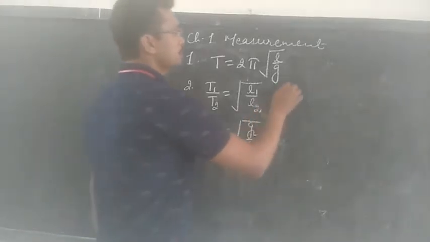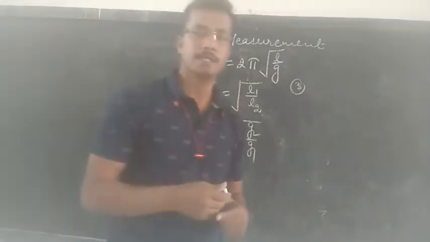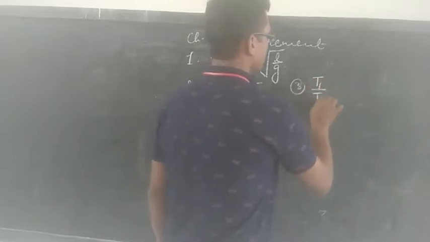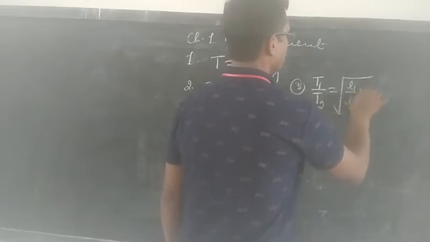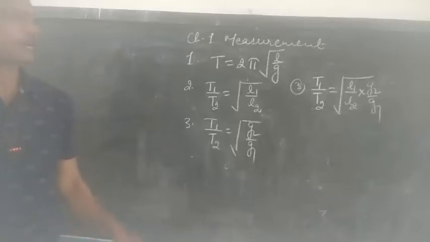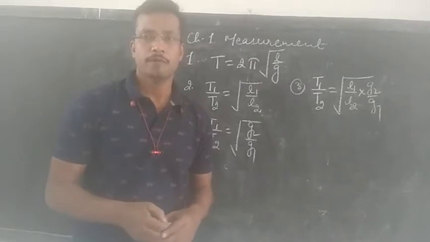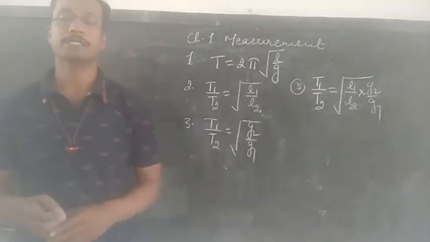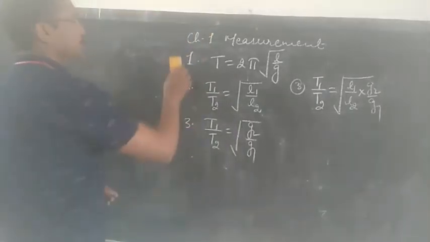And the fourth one is when we find change being made in both length as well as the acceleration due to gravity. Then in that case, we can use this: T1 by T2 is equal to under root L1 by L2 into g2 by g1. So we have these four important formulas to be used in order to solve the numericals on simple pendulum. So let us see a few questions from the exercise to get an idea how to solve this.